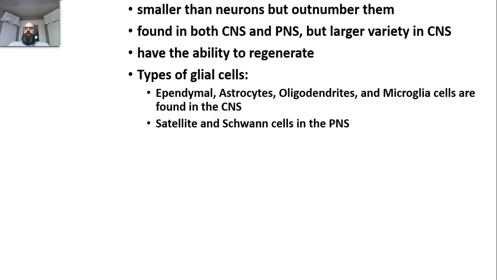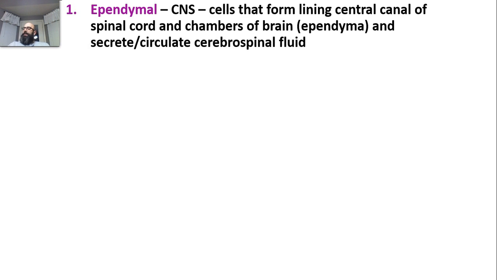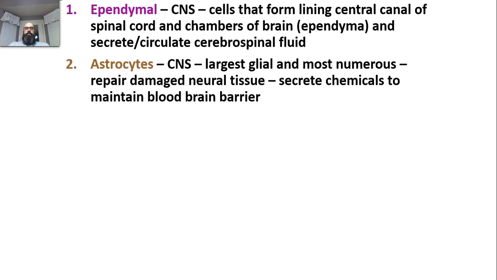There's a couple different types of glial cells. You have ependymal cells, astrocytes, oligodendrocytes. You have microglial cells, all found within the central nervous system, but one of the big ones I want to talk about are satellite and Schwann cells of the peripheral nervous system, because what they create is the myelin sheaths that support and insulate and protect.